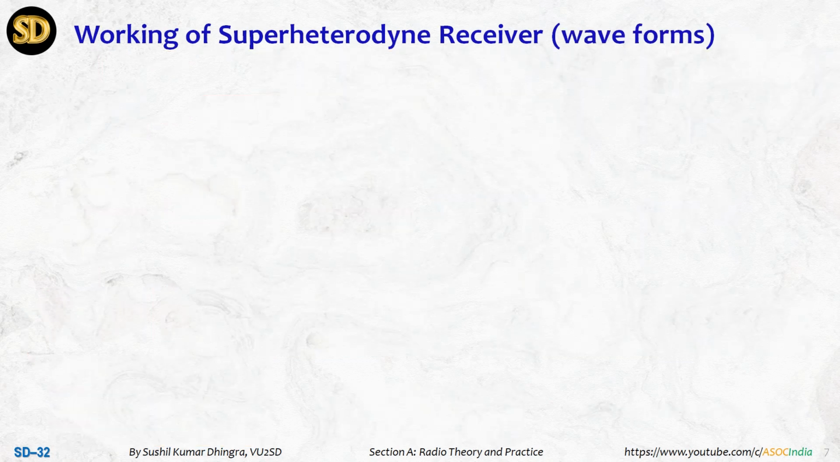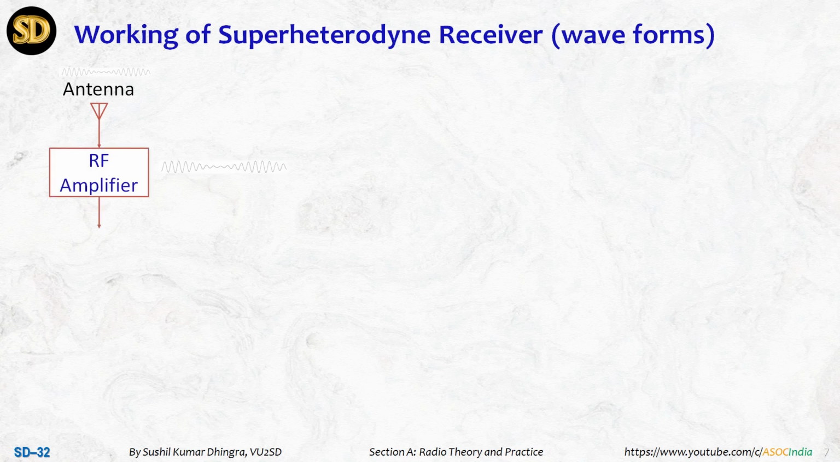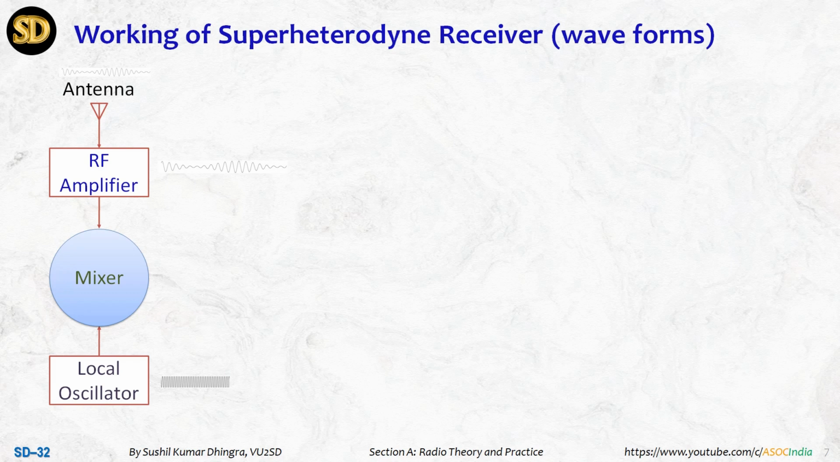So now coming to the same receiver, but also showing a waveform, how the waveform goes. This is also very important. First, the antenna is receiving a very small, millivolt modulated signal from the ionosphere. The RF amplifier is tuning the desired frequency and amplifying it. The local oscillator is generating a very high frequency and giving both frequencies to the mixer. The mixer is mixing both frequencies, and the result goes to the IF amplifier.